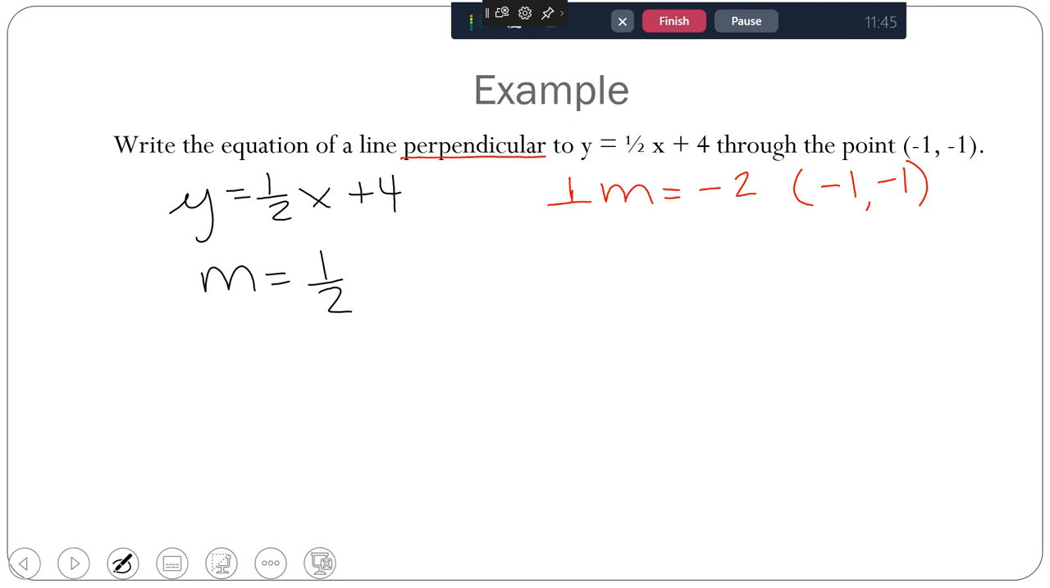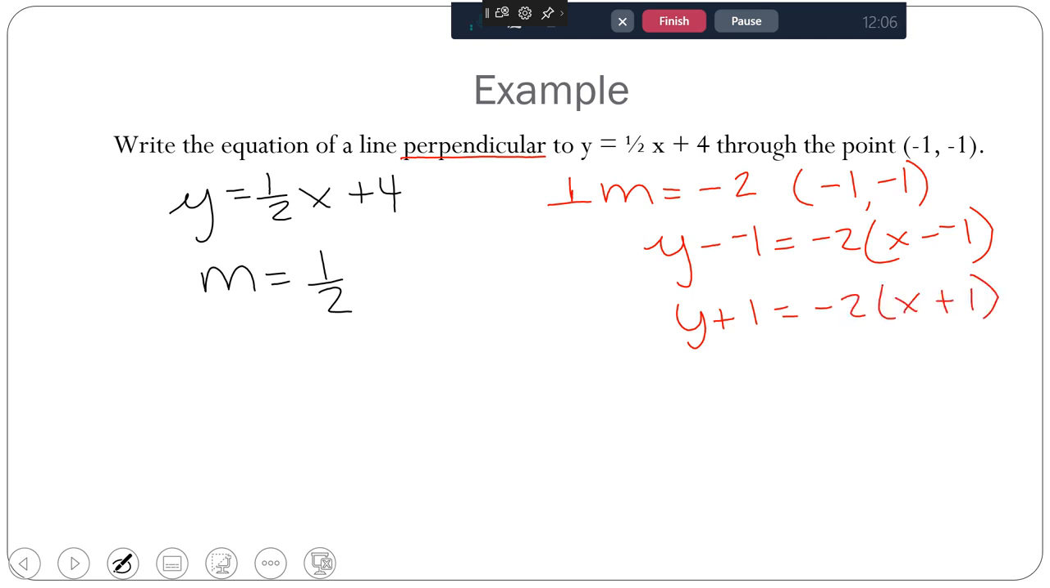Okay, so again, you can substitute this into slope-intercept form, find b, and rewrite, or put it into point-slope form, where we will do y minus y1 equals m times x minus x1. So this will be y plus 1 equals negative 2 times x plus 1. Then we need to distribute the negative 2. So negative 2x minus 2. And subtract 1 from both sides and get y equals negative 2x minus 3.